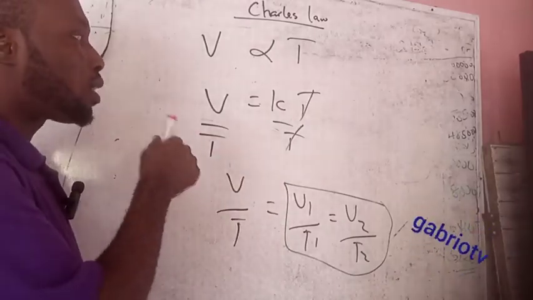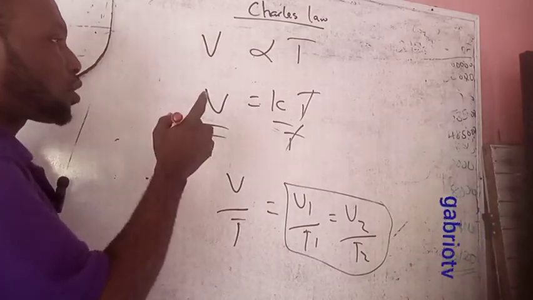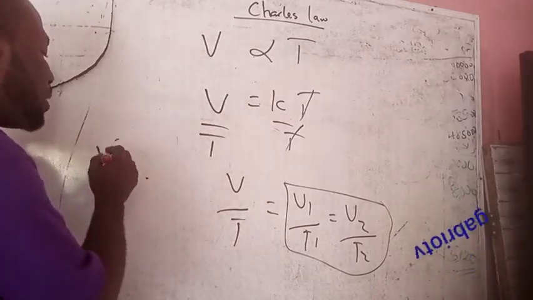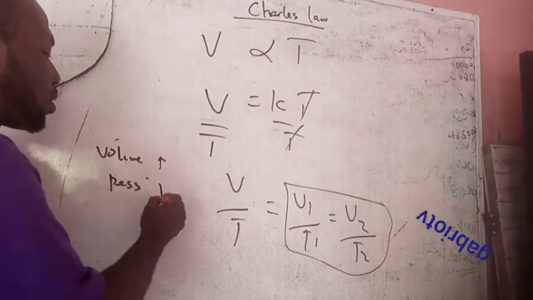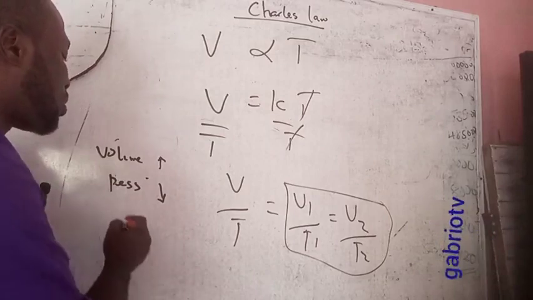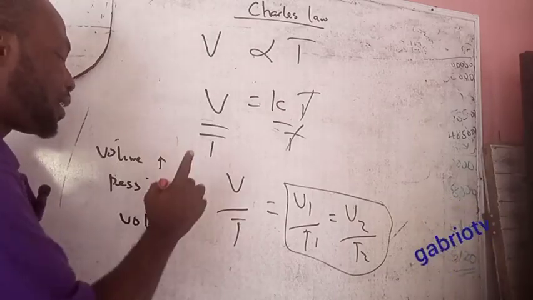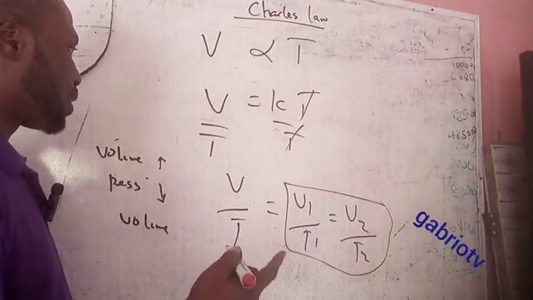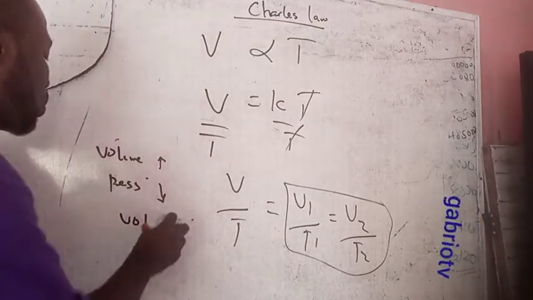Now, the interpretation of this law: unlike Boyle's law, where the volume increases and the pressure also increases, this time, while the volume increases, the pressure decreases. That's just the Charles law. So when the volume of a certain mass of gas increases, the pressure decreases, and as the pressure decreases, the volume also increases. So that is that.